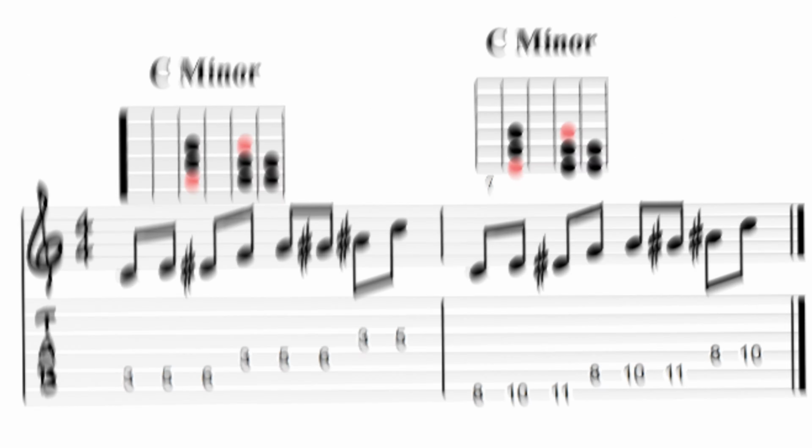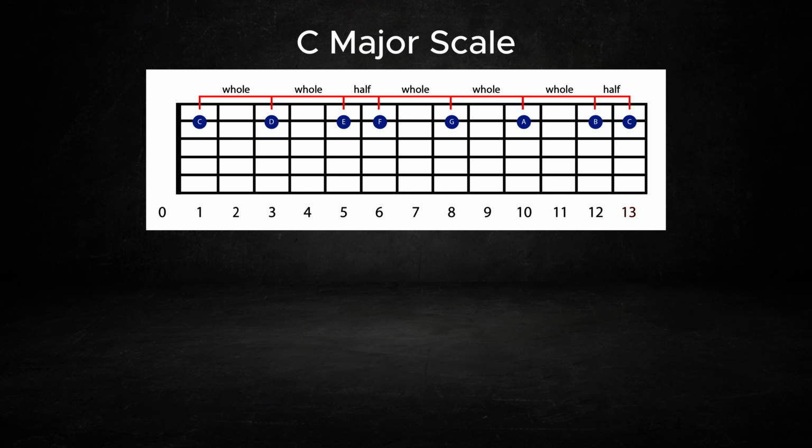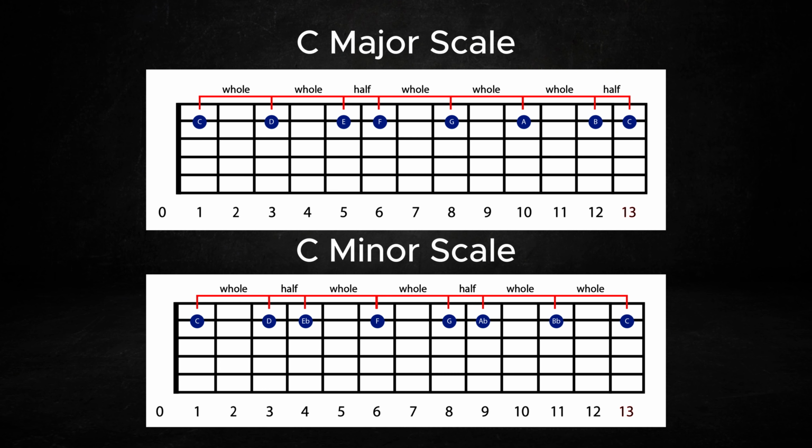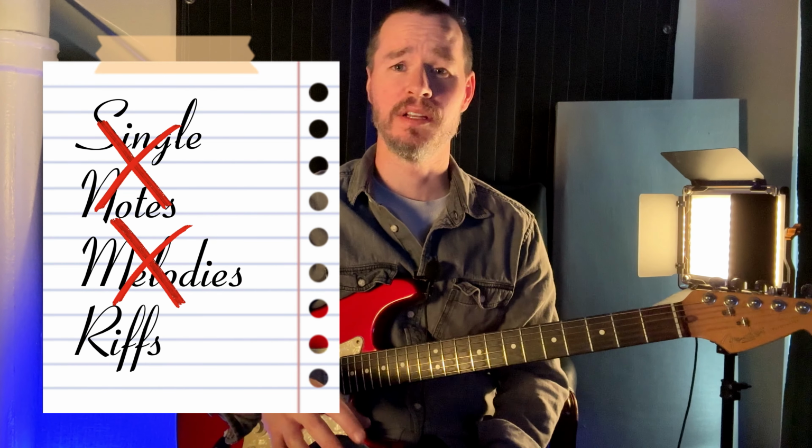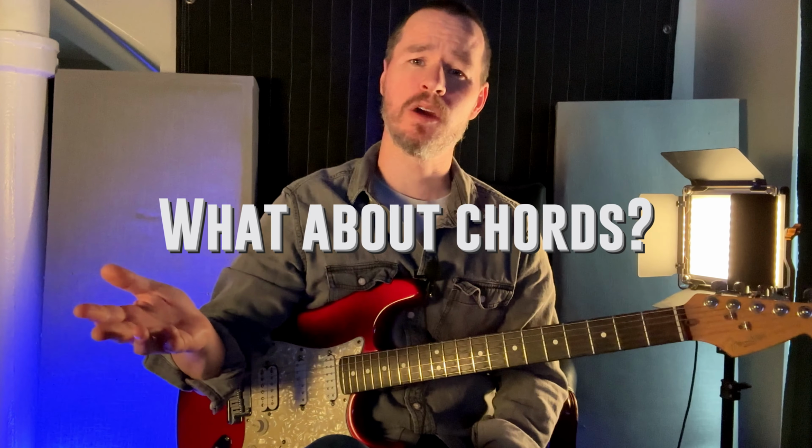to the major scale. Let's compare the C major and C minor scales so that we can see the difference between scale degrees and intervals. The C major scale consists of the notes C, D, E, F, G, A, B, and then C again. And the C minor scale consists of the notes C, D, E flat, F, G, A flat, B flat, and then another C. This covers playing single notes, melodies, and riffs, but what about when we play chords?